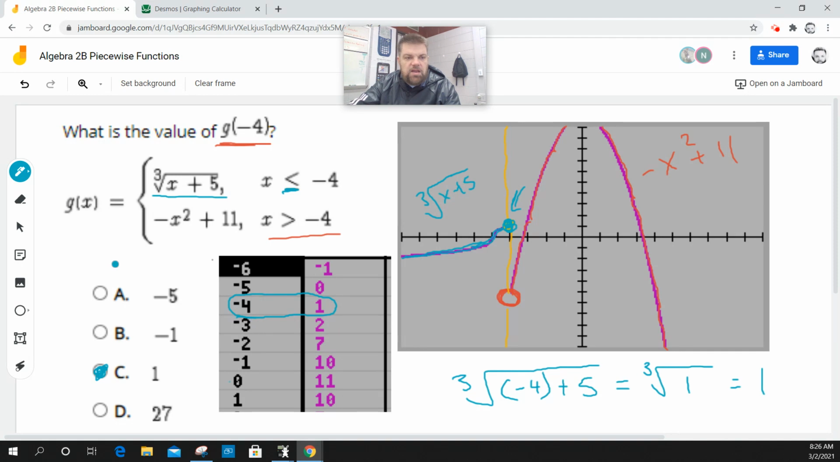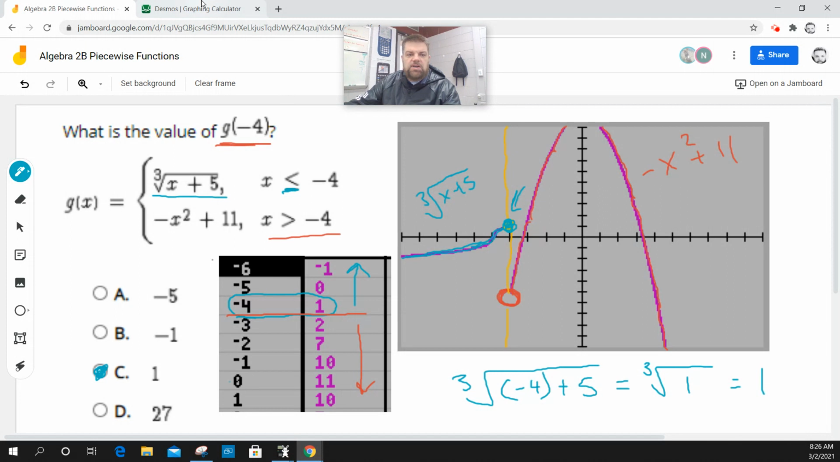Okay. All this other stuff from here on up, this is all this function. From here going this way, that's the cube root of all that stuff.